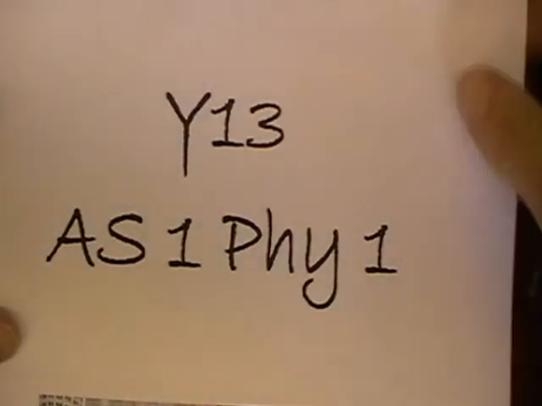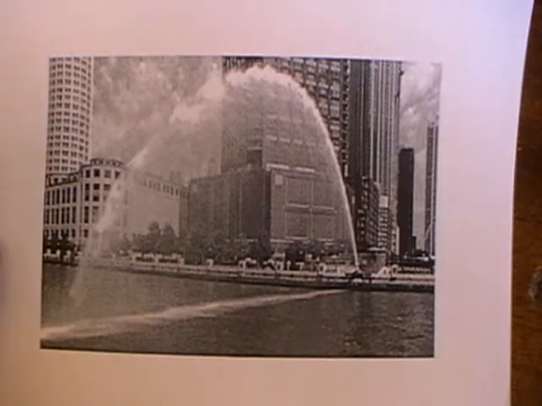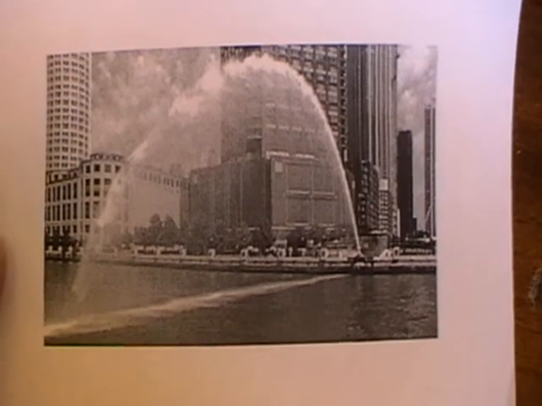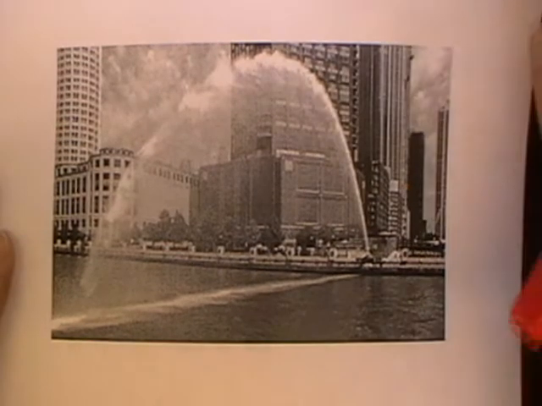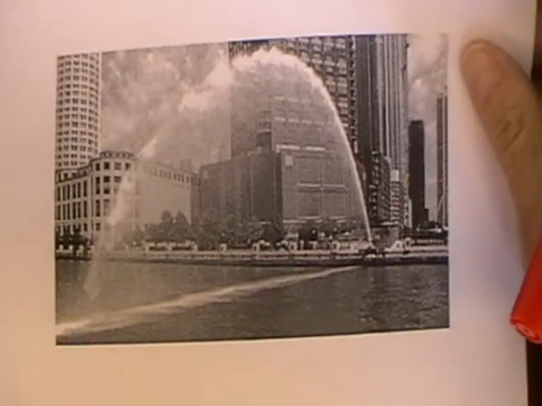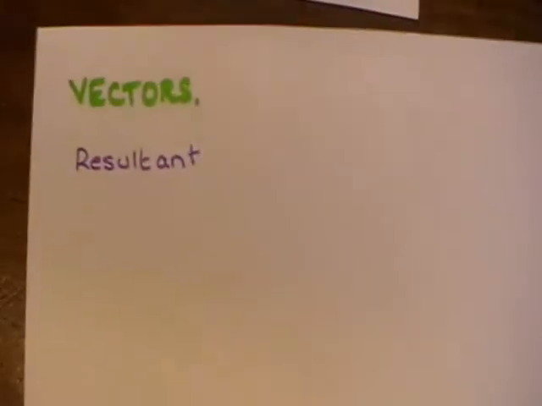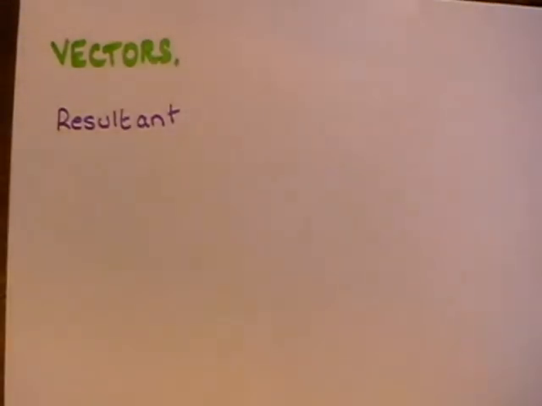This is Year 13 AS1 Physics 1, and this is just a short revision podcast about projectiles, a subject which a lot of people find difficult, and so I'm just going to go over a few key points about projectiles. Now, the first thing that you would really need to understand is vectors, how to find the resultant of two vectors.